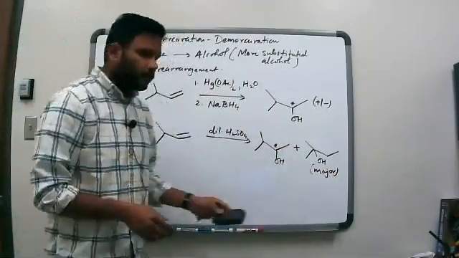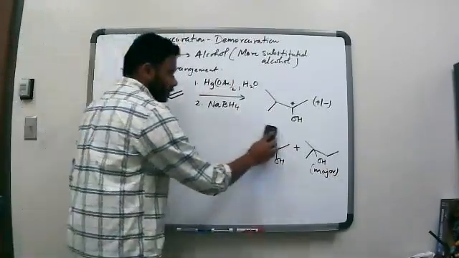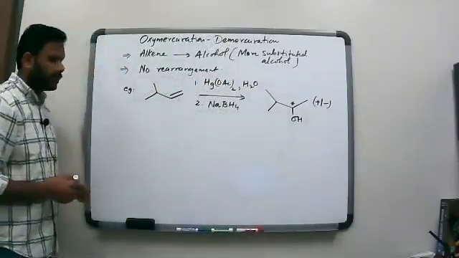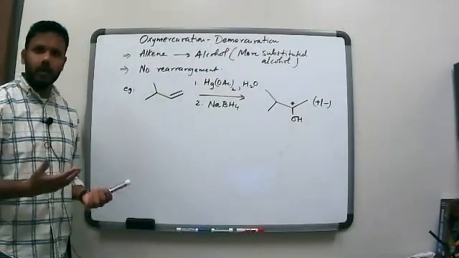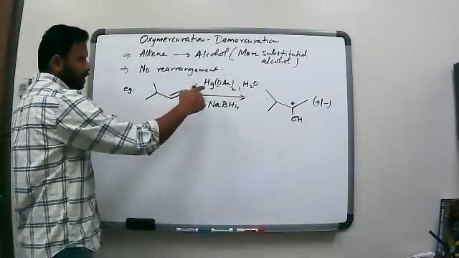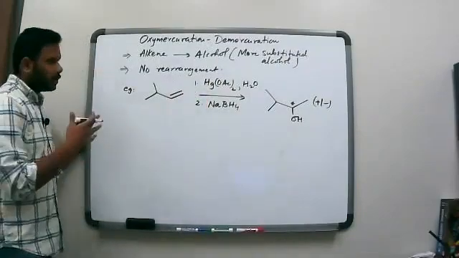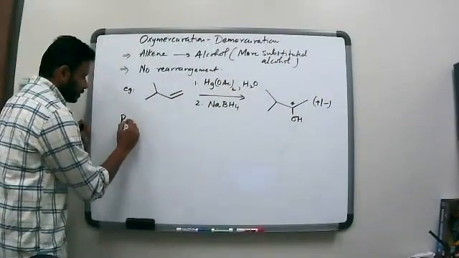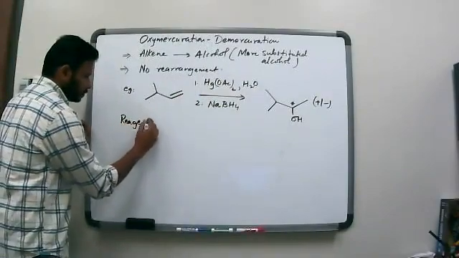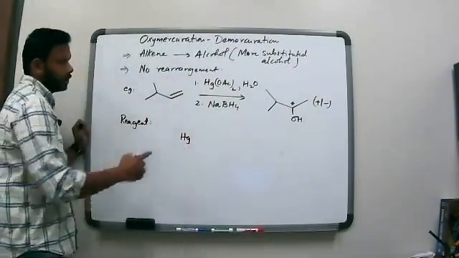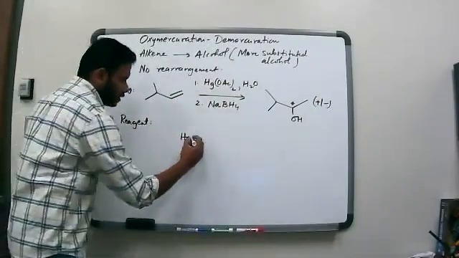We'll look at the mechanism again to understand why it happens like this, and how we can avoid this rearrangement. If there is no carbocation, what exactly do we have? Before we get into that, I want to talk a little bit about the reagent itself. The reagent that we are using for this reaction is mercuric acetate.